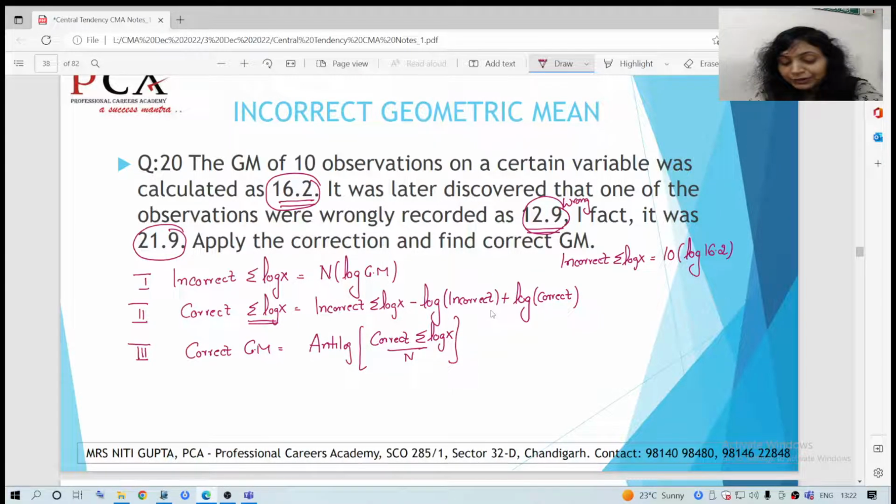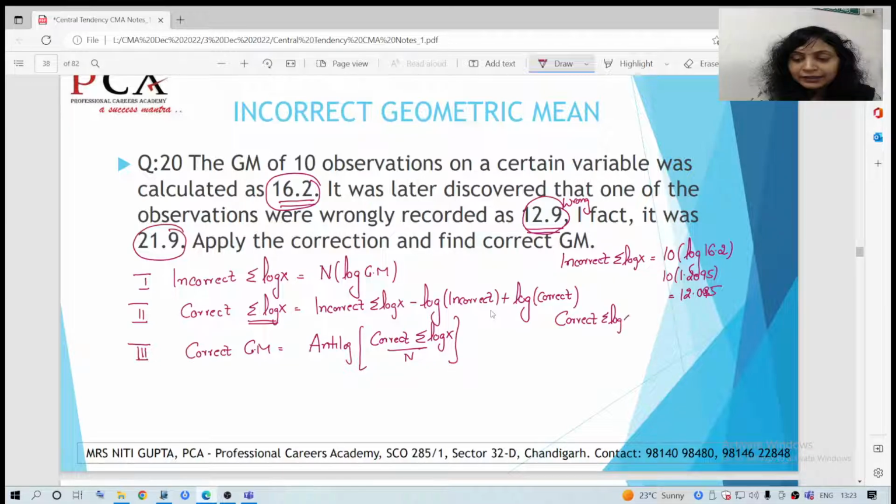So we have computed log of 16.2. Again the same process: 16.2, square root 19 times. Then subtract 1, then multiply by 227695. So this will be 10 into 1.2095, which is equal to 12.095.